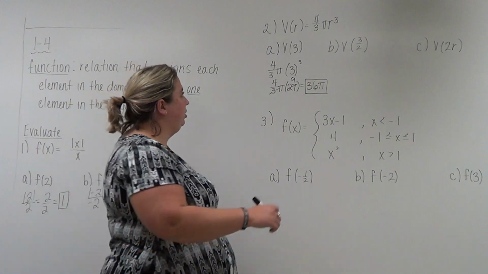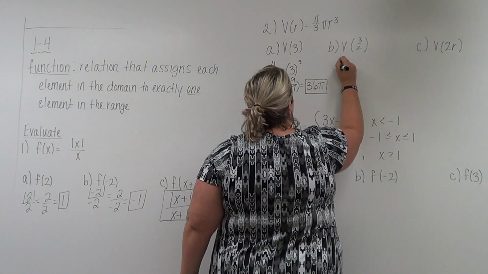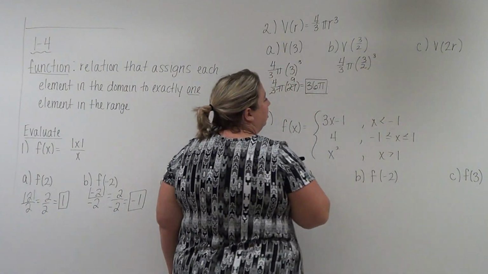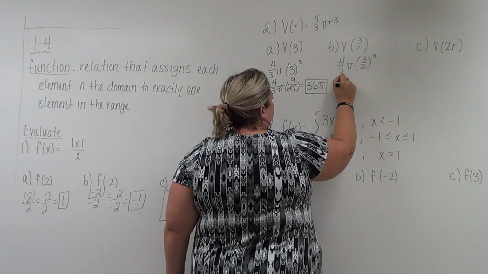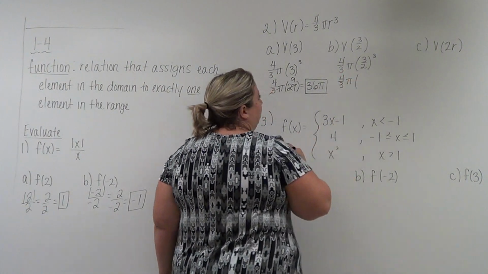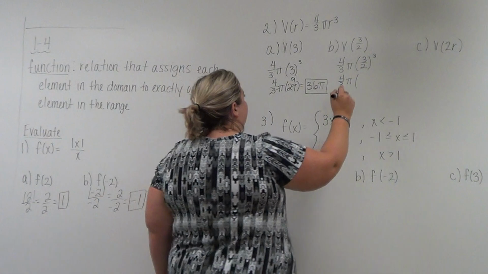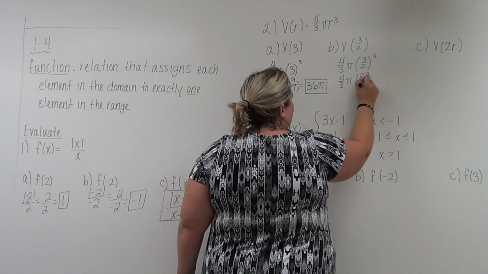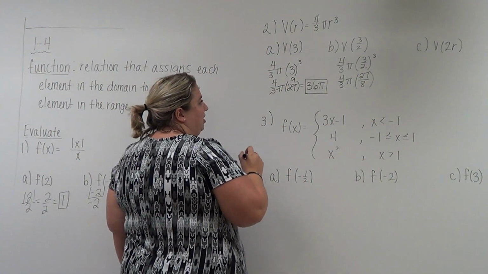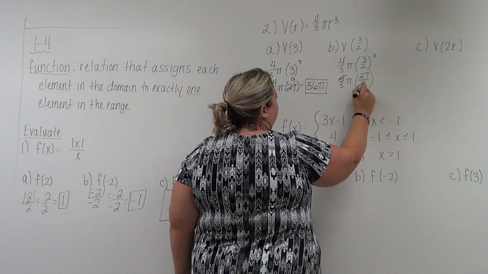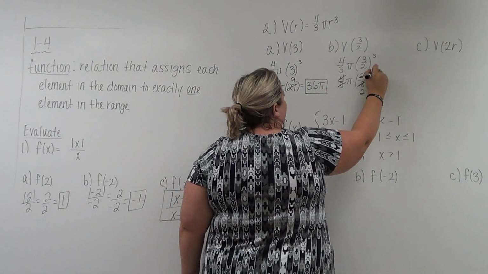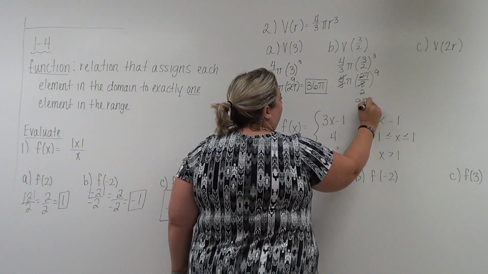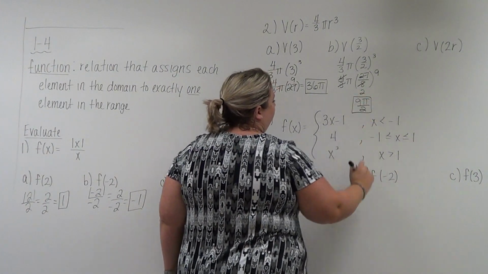Okay, if I plug in 3 over 2, I'd have my 4/3 pi, 3 over 2 to the 3rd. So I'm taking it to the 3rd, which means the top is going to go to the 3rd. So that'd be 27. 2 to the 3rd is 8. Okay, now I'm going to simplify. Well, 4 goes into 8 twice. 3 goes into 27 9 times. So this would simplify to be 9 pi over 2.